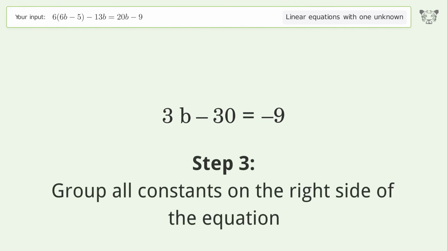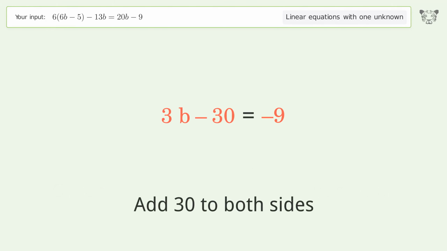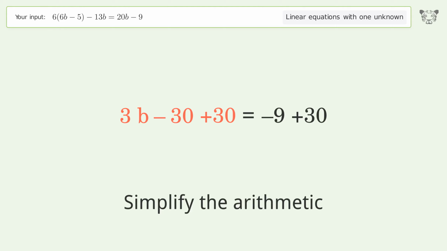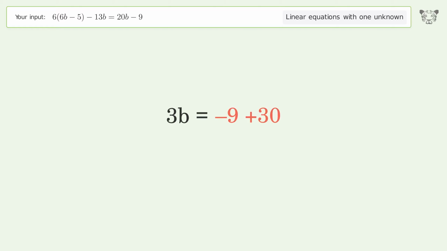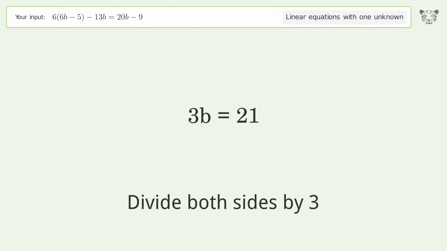Group all constants on the right side of the equation. Add 30 to both sides. Simplify the arithmetic. Isolate the b. Divide both sides by 3.